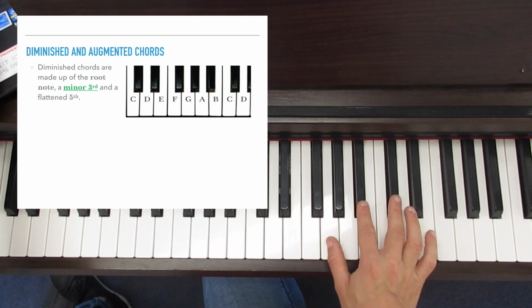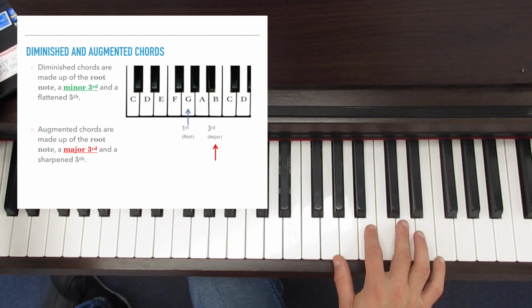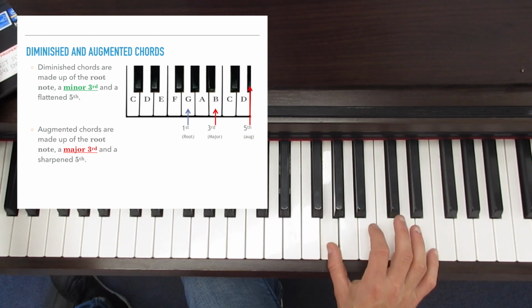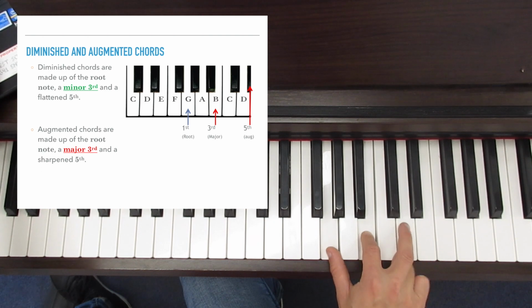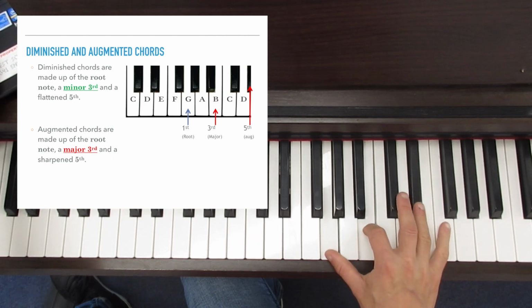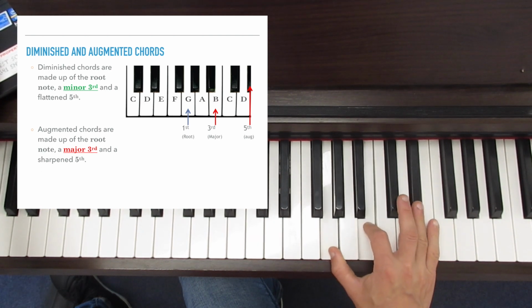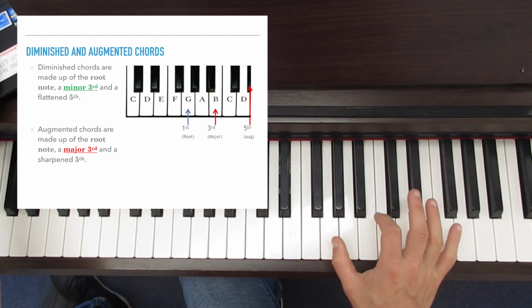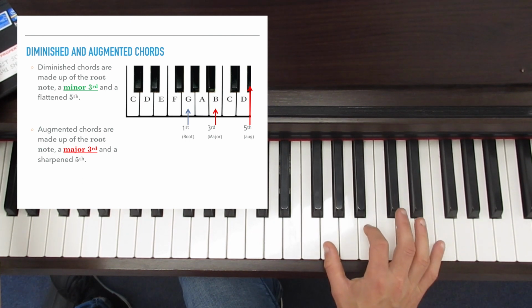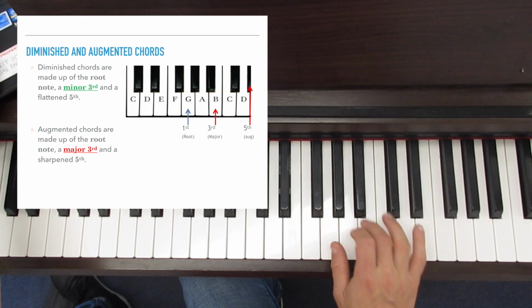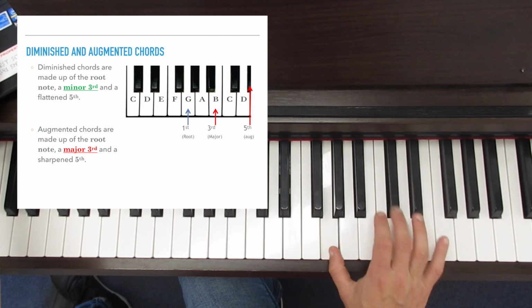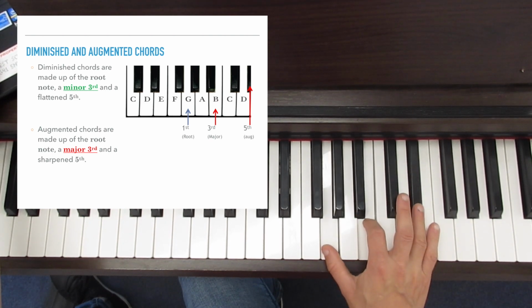The other type of triad is an augmented chord. Augmented chords are made up of a root, a major 3rd, and a sharpened 5th. So here we've got 2 major 3rds stacked on top of each other. We've got a major 3rd, 1, 2, 3, 4, and then we've got another 1, 2, 3, 4.